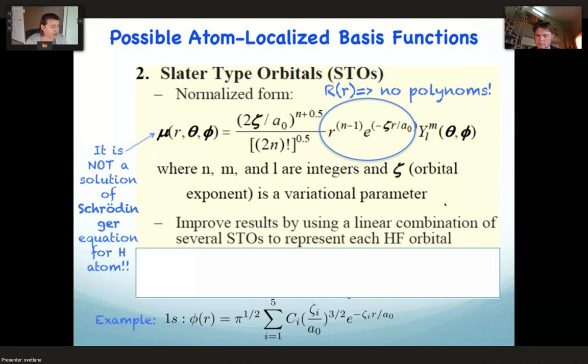Here I show an example of how it can be represented. For example, for the 1s electronic orbital, instead of taking the actual shape of the solution of the Schrödinger equation for the 1s orbital of hydrogen, we reproduce it in the form of Slater functions with this constant, which can be defined, and this zeta i goes from 1 to 5. So we put many forms of these exponents, at least 5 of them, to create this basis, to improve the accuracy.